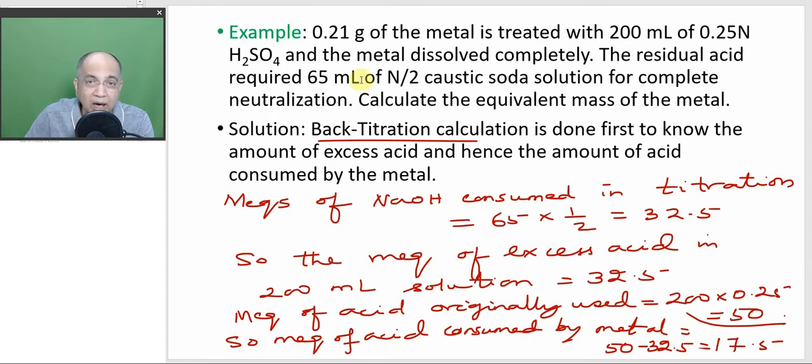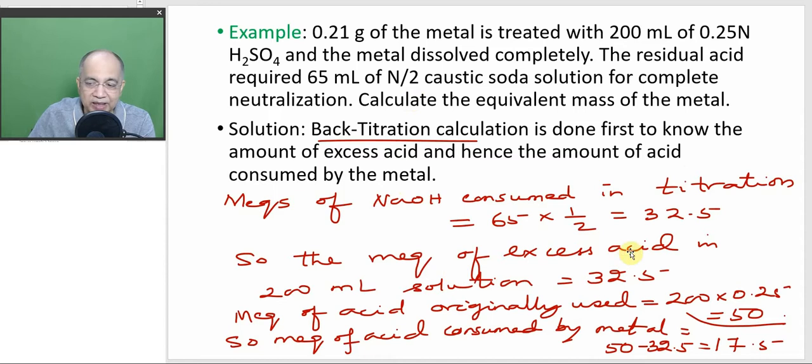Now you start solving such problems from the backward direction, from backward to frontward. You understand? So from the back titration, you start your journey. So 65 into 1/2, V1 into N1, 65 into 1/2. It is the number of milliequivalents, MEQs, of NaOH consumed in the back titration.